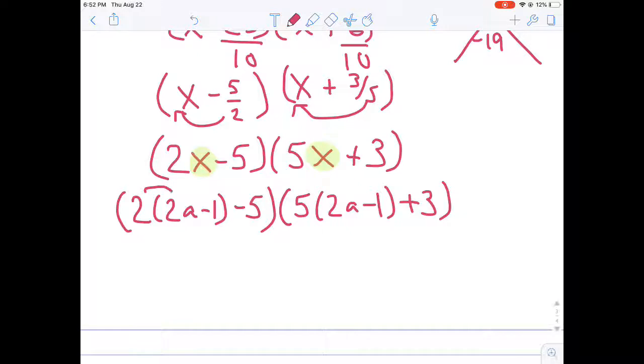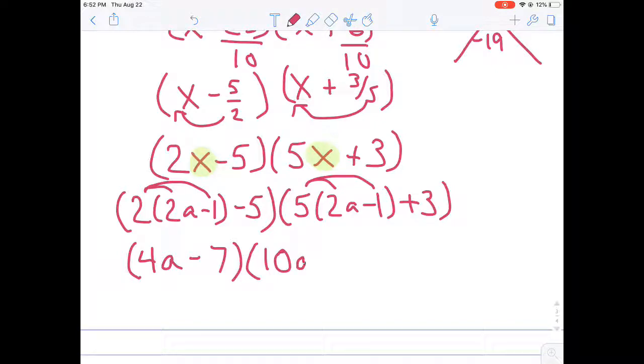So distribute that in. That's going to give me 4a. And that's going to give me a minus 2. So minus 2 and a minus 5 is negative 7. And then I have distribution in the back there. 5 and 2 gives me 10a. 5 times negative 1, negative 5, plus 3. I'm going to end up with negative 2 there.